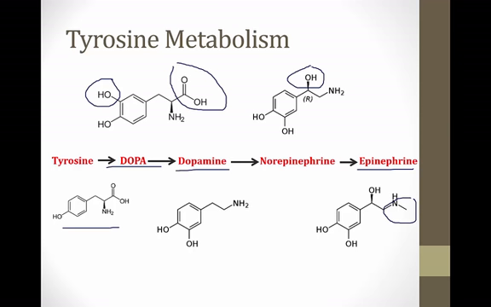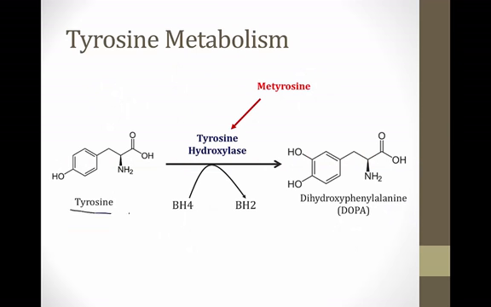In the next few slides of this module, we'll zoom in on each step of this process and talk about the enzymes that catalyze each conversion. The first step in metabolism of tyrosine is conversion to a molecule of dihydroxyphenylalanine, or DOPA. The enzyme that does this is called tyrosine hydroxylase.